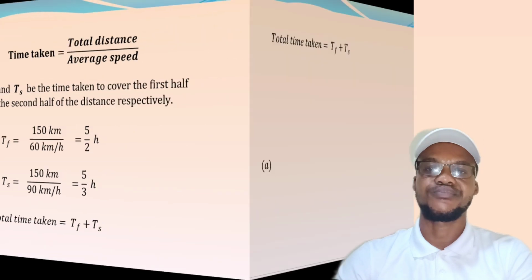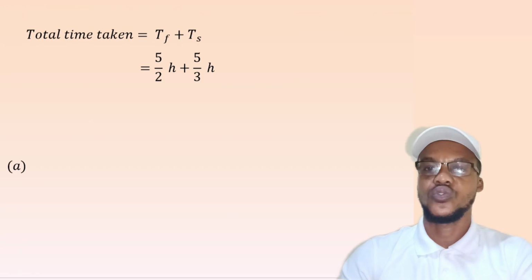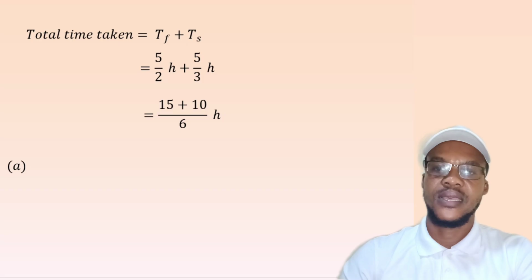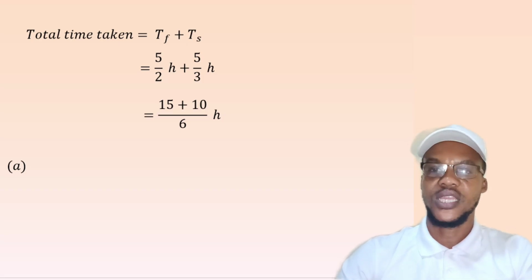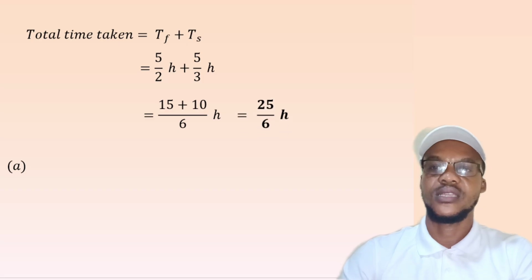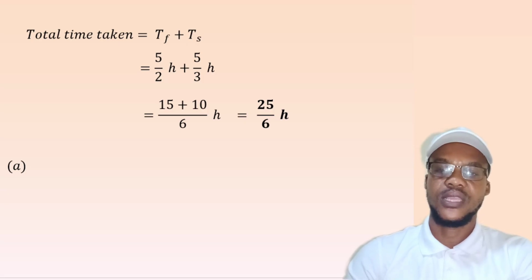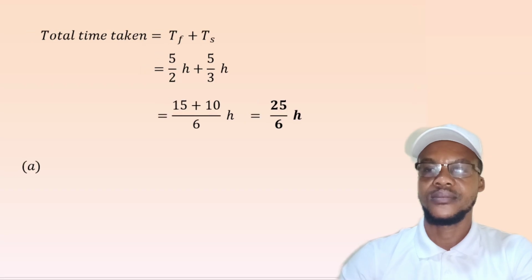If that's the case, then we can say that 5 on 2 hours plus 5 on 3 hours gives us what? This is a simple fraction, so it's very common and easy to do. So we just find it and get 25 on 6 hours. If that's the case, then we are going to find the answer for part A. Okay, that's for my A, where A is asking us to find the average speed of the entire journey. All right, great.